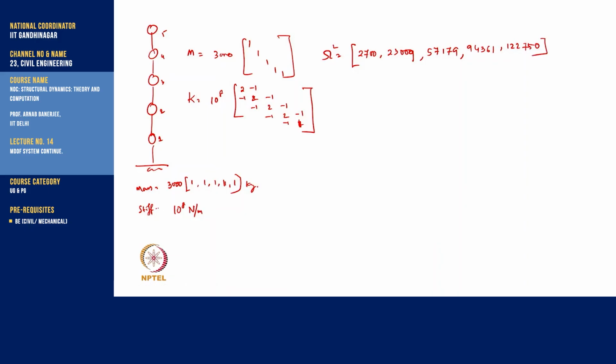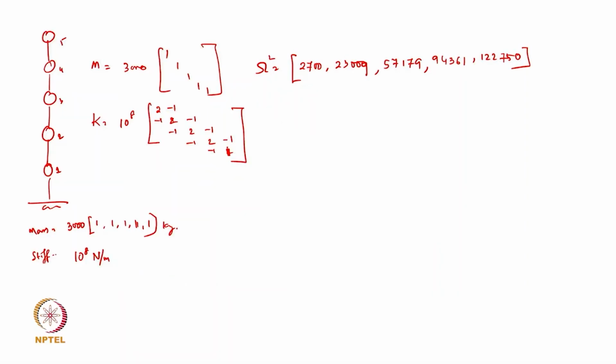So big numbers. This is omega square, so that's why it is coming big. But yeah, if you see the omega, that will be around 52, 152, 239, 307 and 350. So this is in rad per sec. Okay.